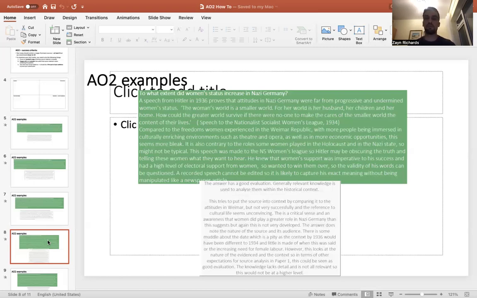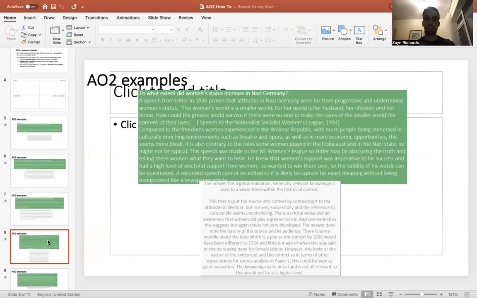So they could mention, for example, the League of German Maidens. I'm sorry, I'm assuming it's a he. They could mention the League of German Maidens and the role of Gertrud Scholtz-Klink, for example, but there's no mention of that. And furthermore, they then make generalizations. So the bit at the end where it says a recorded speech cannot be edited, so it is likely to capture his exact meaning. They're on the right lines there, but they're kind of totalizing it.